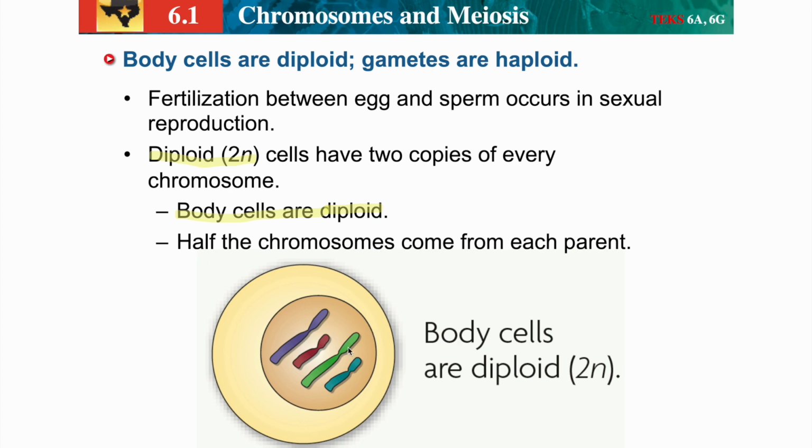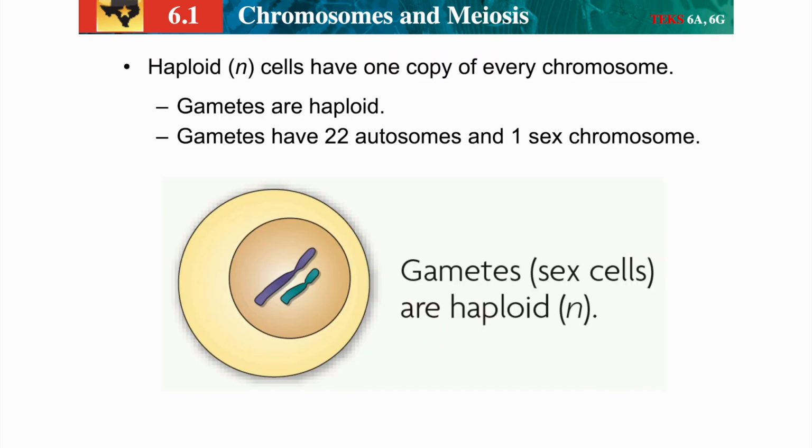So in a typical body cell, half of your genetic material comes from one parent, the other half comes from the other parent. So it's nothing to write on the previous slide.